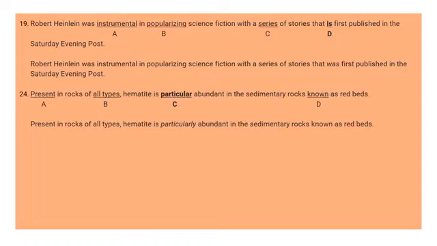19. In here we have the sentence, Robert Heinlein was instrumental in popularizing science fiction with a series of stories that is first published in the Saturday Evening Post. The error word in here is D. The word is in here must be was, because this sentence is related to the problem of verb and it focuses on the use of the past with the present.